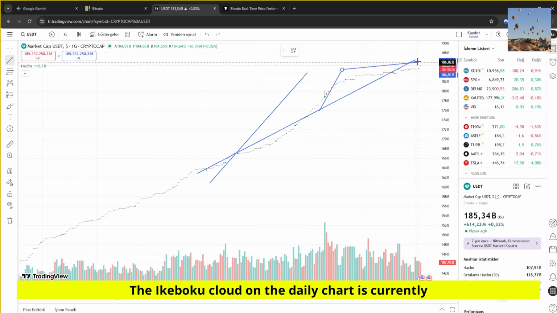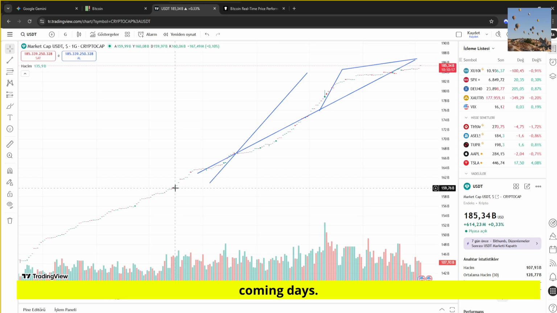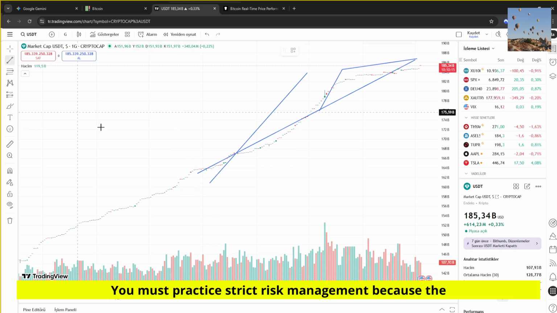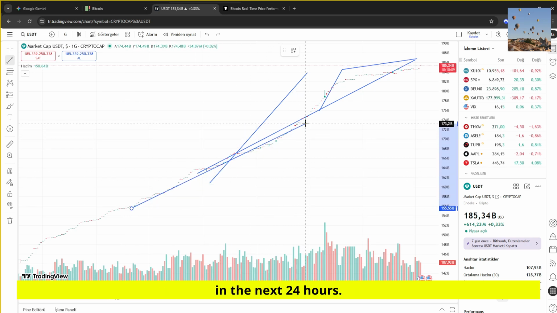The Ichimoku cloud on the daily chart is currently acting as resistance, but the cloud is thinning out, which makes it easier to break through in the coming days. You must practice strict risk management, because the volatility is expected to increase significantly in the next 24 hours.